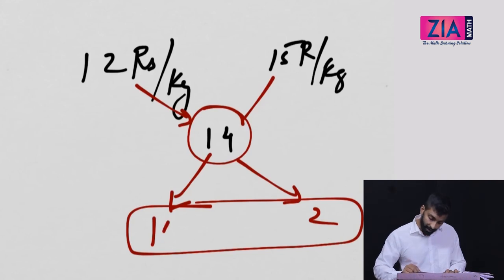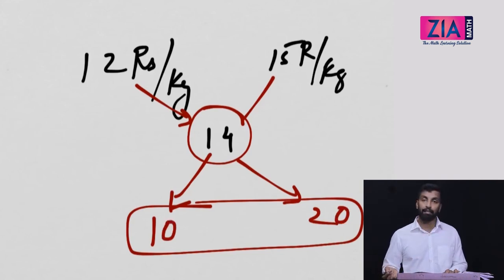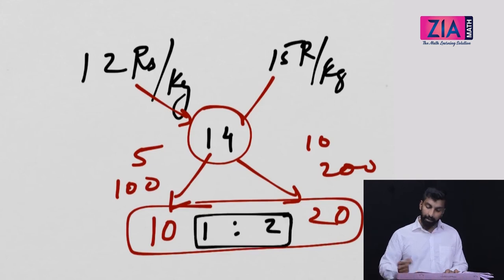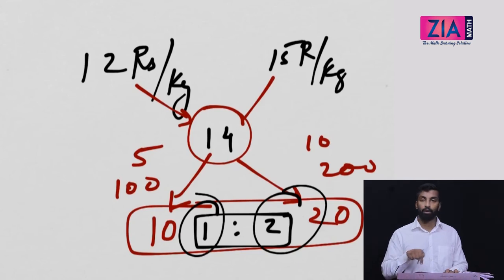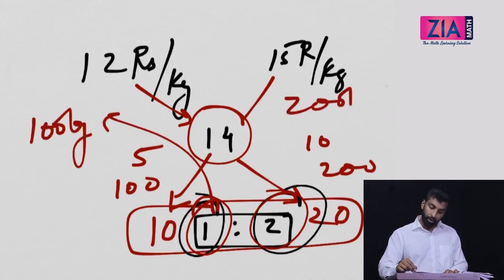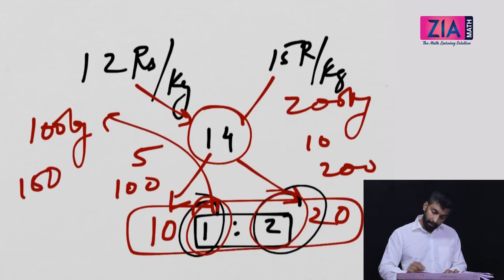So if this rice you have 10 kg, this rice you need to have 20 kg. If this is 100, this rice you can have 200. If this is 5, this is 10. Only thing is that 1 is to 2 ratio has to be maintained. If you have 2 of this quantity, you have to take 1 of this quantity. Or if you have 1 of this quantity, you have to take 2 of this quantity. If this rice you have 1000 kg or 100 kg, this has to be 200 kg. If this is 150, this is 300, right? Twice is required.